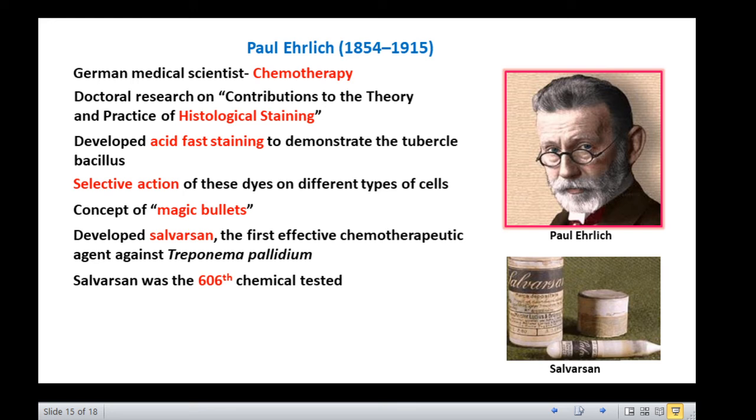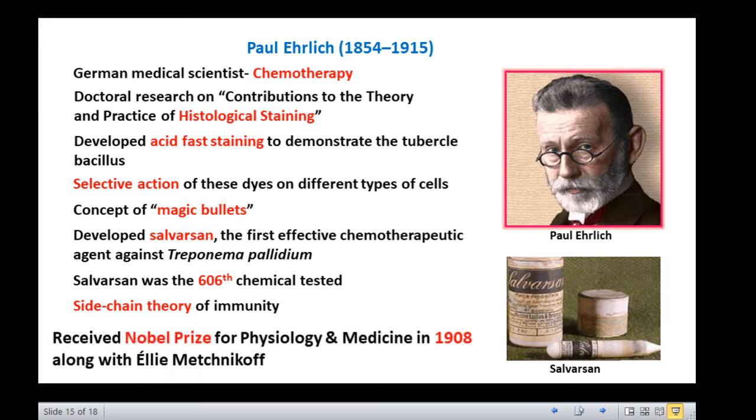This work and his other immunological studies led Ehrlich to formulate his famous side chain theory of immunity. He received, jointly with Elie Metchnikoff, the Nobel Prize for Physiology and Medicine in 1908 for the discovery of salvarsan.